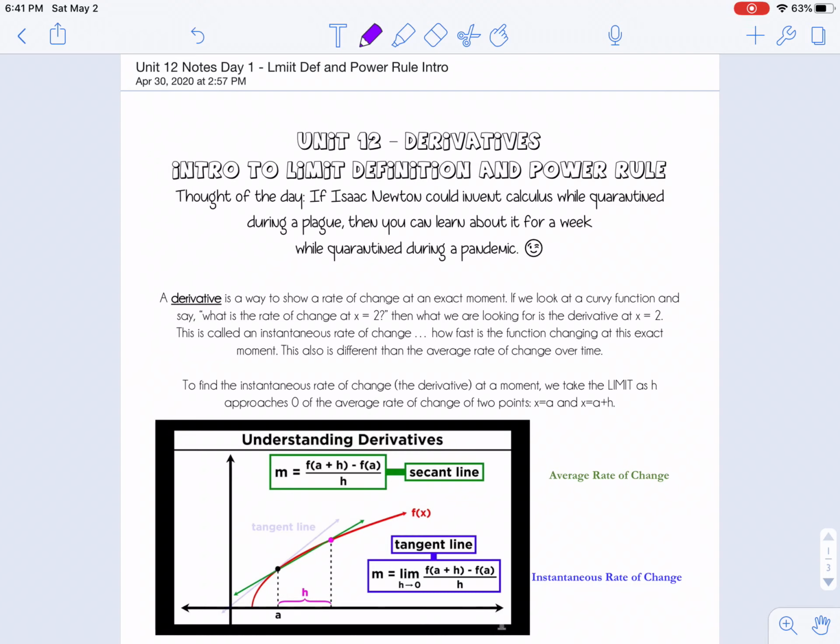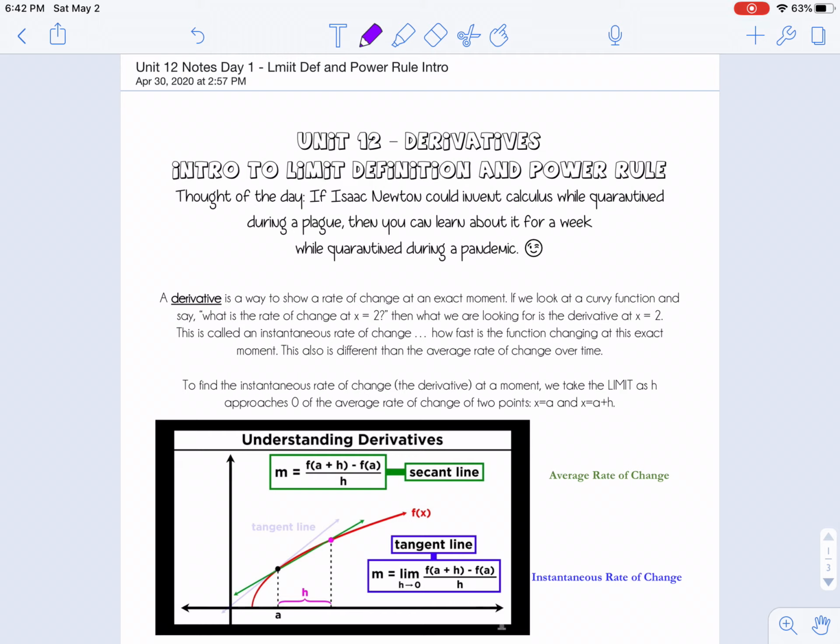Hey guys, welcome to the last unit of the year for seniors. This is kind of just a tiny taste of calculus. Juniors, it's a little bit more of a taste because you're going to do a couple extra lessons. Seniors, this is your last week of material. And juniors, you'll have one additional week after this.